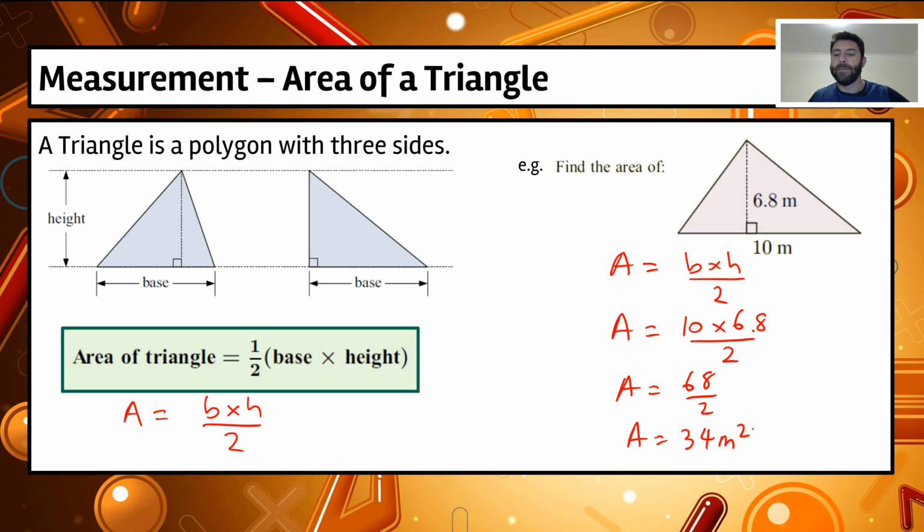If we have a look at this, we've got our diagram there, we've got our formula, and then we've got our substitute, and then we do our calculate here. You can see with the calculate we've got our correct units. So that's the 4 steps that I spoke about in the previous slides.